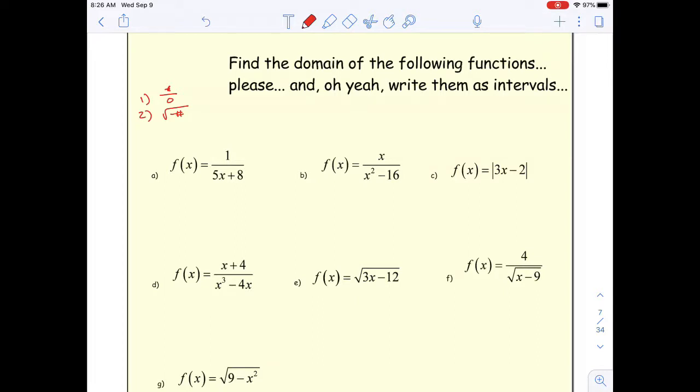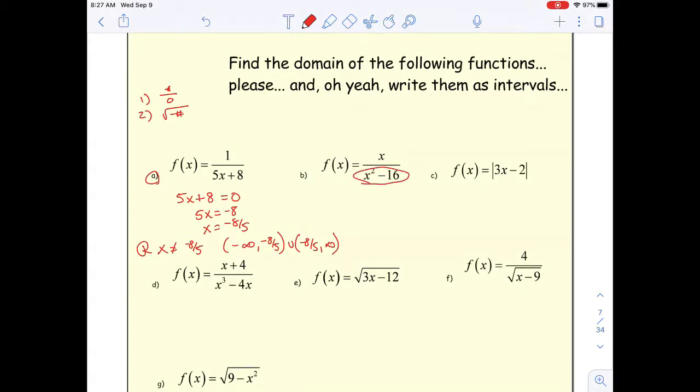In part A, we see that we have a fraction. The only thing that could possibly come up here that would be a problem would be dividing by 0. So we set the denominator equal to 0, and we get x equal to -8/5. So the domain is all reals, x cannot equal -8/5. In interval notation, that would be from -infinity to -8/5, and from -8/5 to infinity.